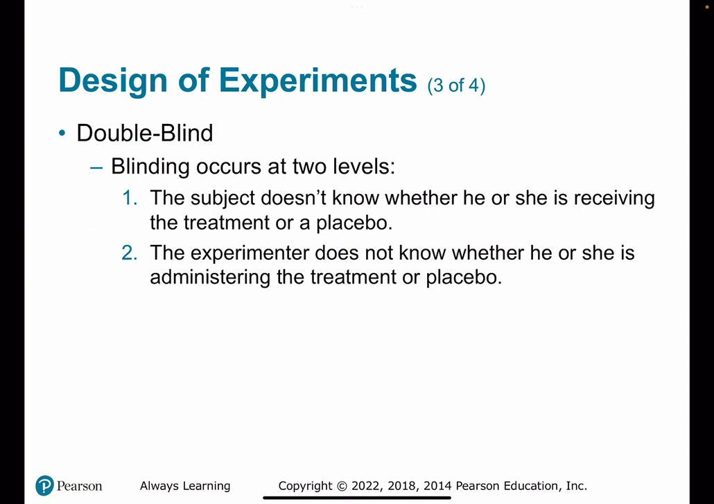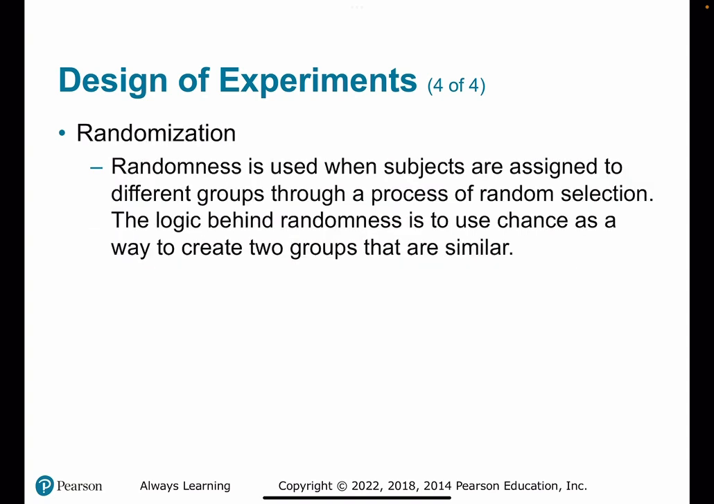And so that's here on this slide. Double blinding is the subject and the experimenter, neither one knows who's receiving the treatment. And then randomization refers to how we're going to assign subjects to the different groups. So who's going to be in the treatment group and who's going to receive the placebo. And of course, this would be one situation where you clearly do not want bias in assigning subjects to one group or the other. So that clearly needs to be done in a random way.